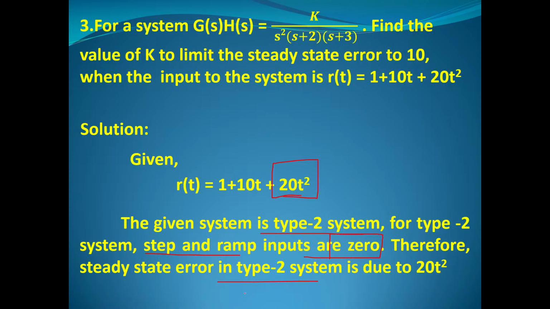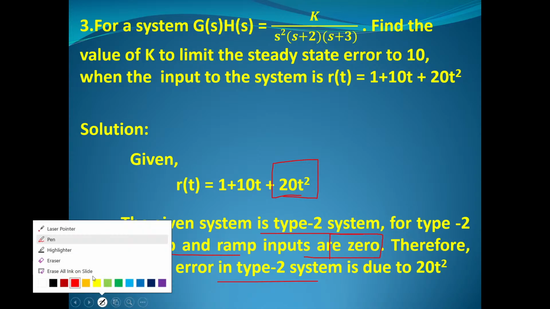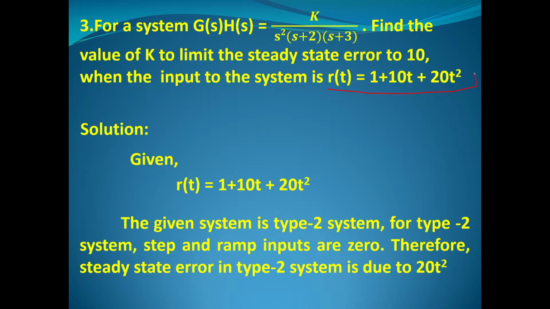See, there is a twist here in this numerical problem. Even though R of t is given as 1 plus 10t plus 20t square, you can't take the whole input as it is and solve the problem to determine the K value. We want the steady state error to be constant for that particular input. Here s power 2 is there, so the system is type 2. For a type 2 system, the steady state error is constant only for the parabolic input. So our input is only this part.